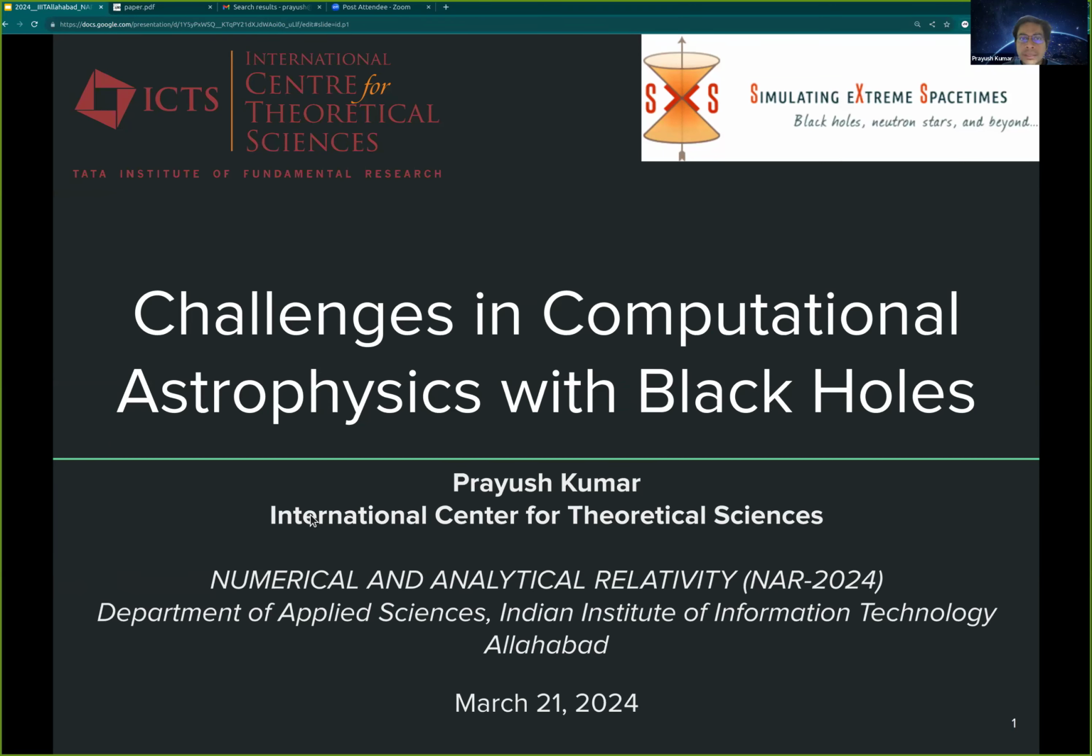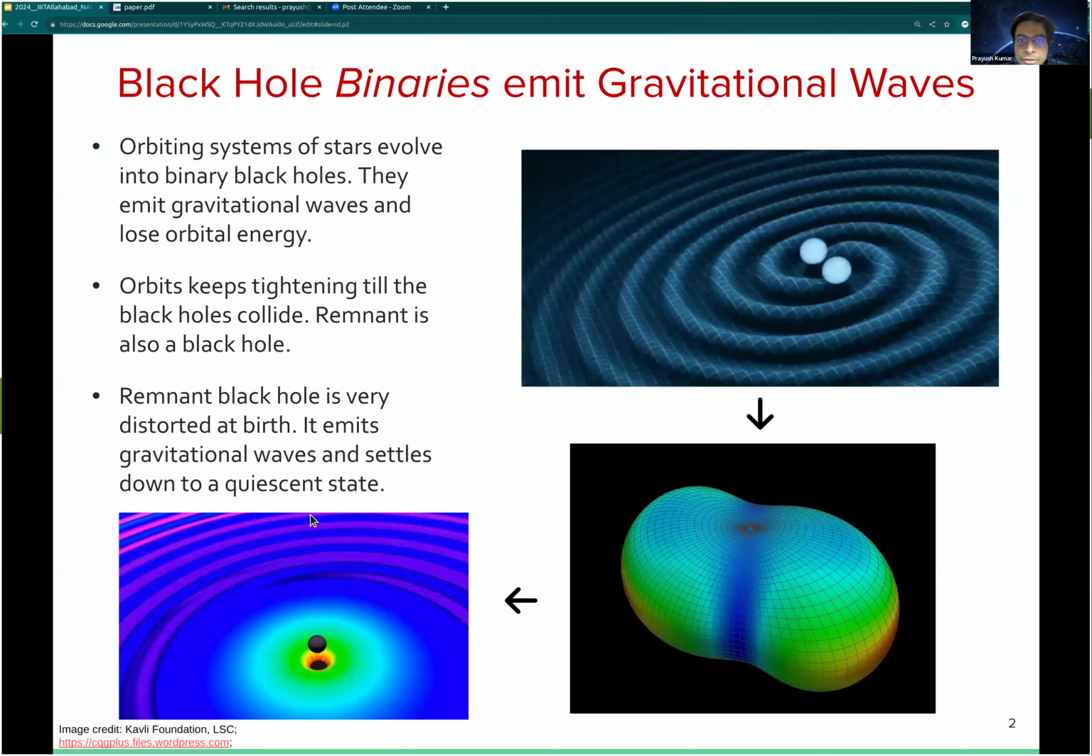So to start with, let's put the problem into some astrophysical context. We know that we are observing gravitational waves from compact binary mergers quite regularly with the ground-based interferometers nowadays. Black hole binaries emit gravitational waves, and they are the primary sources of these signals for the current terrestrial detectors.